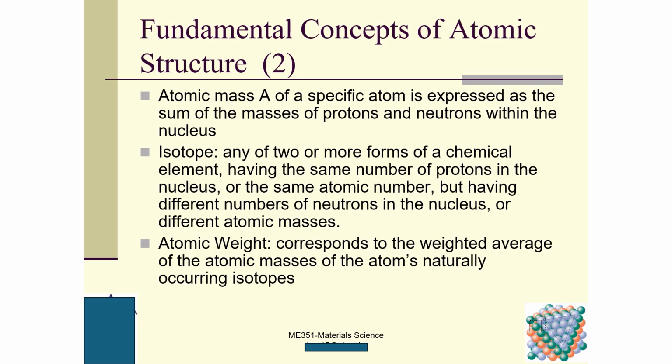Then we talk about atomic weight. This concept corresponds to the weighted average of atomic masses of an atom's naturally occurring isotopes. For example, for hydrogen, we have three different forms: hydrogen, deuterium, and tritium. To calculate atomic weight, we need to take the average value of hydrogen, deuterium, and tritium. I will show you how to calculate atomic weight in the following lectures.